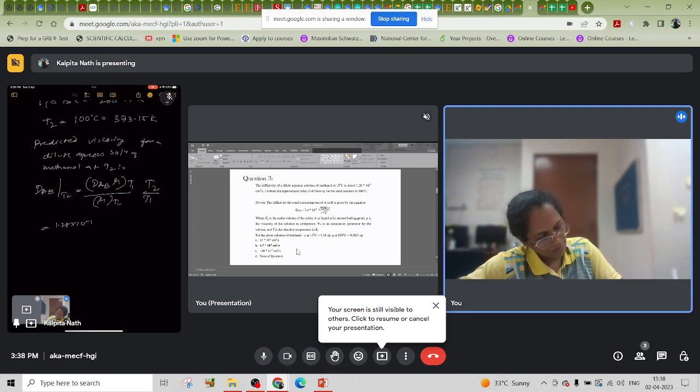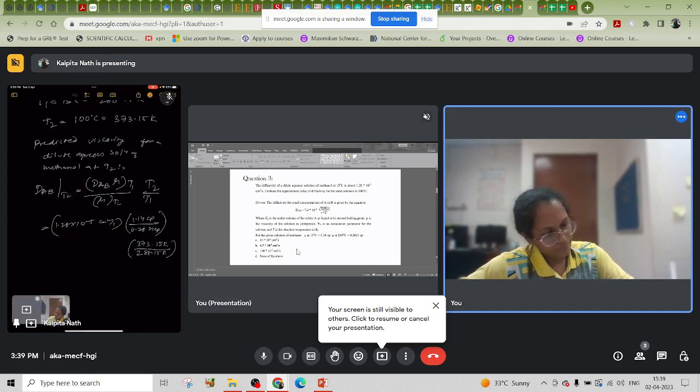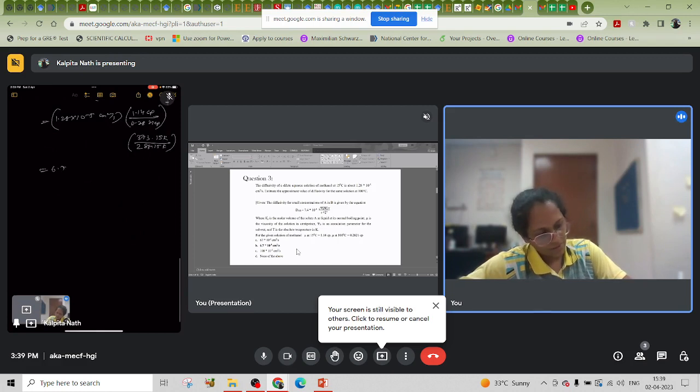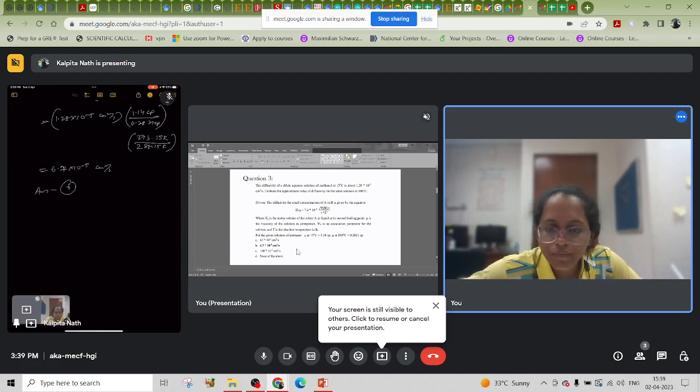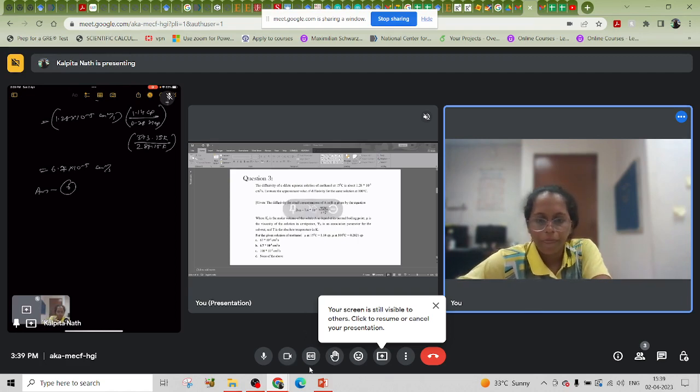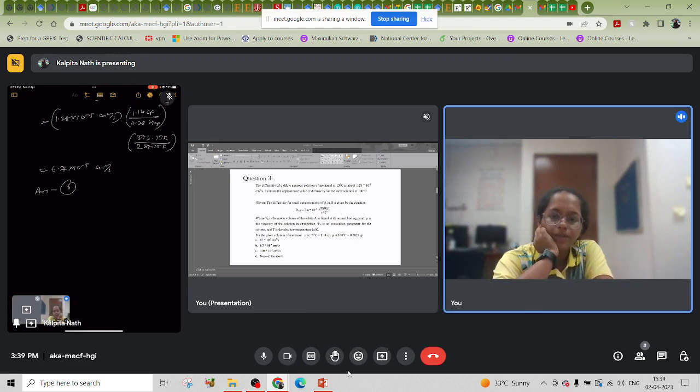1.28 into 10 to the power minus 5 centimeter square per second, times 1.14 centipoise by 0.2821 centipoise, times 373.15 Kelvin by 288.15 Kelvin. So this comes out to be 6.7 into 10 to the power minus 5 centimeter square per second. That is, the answer is option B. Okay, now let us proceed to the next question.